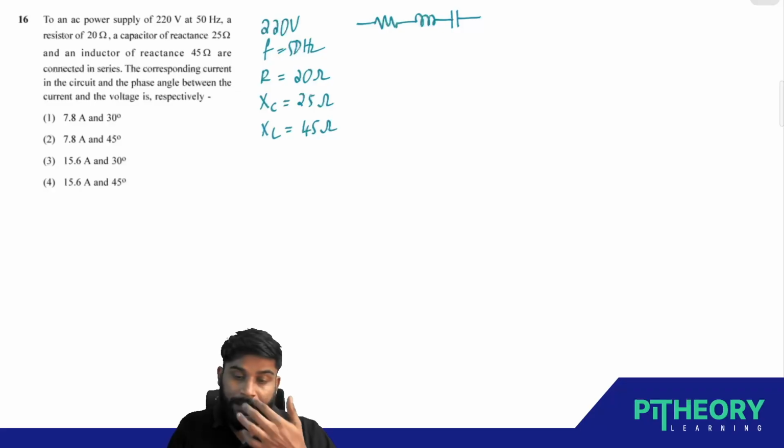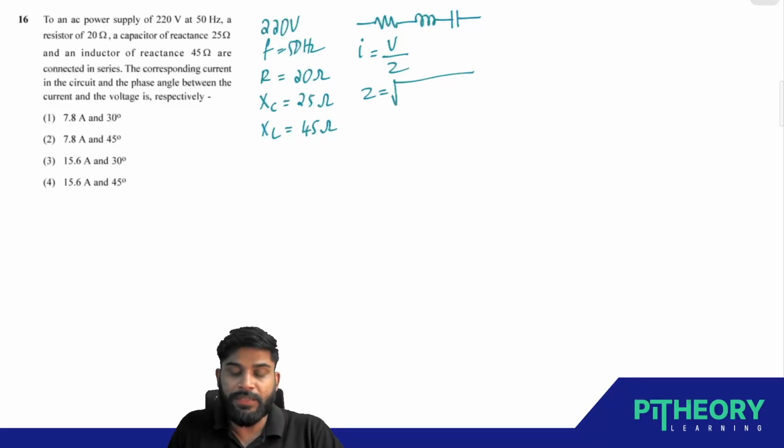Current, how do you find the current? I RMS, the RMS value of the current, we can find as V RMS divided by Z. What is Z? The impedance of the circuit. How do we get the impedance? Impedance is nothing but root over R square plus XL minus XC the whole square.